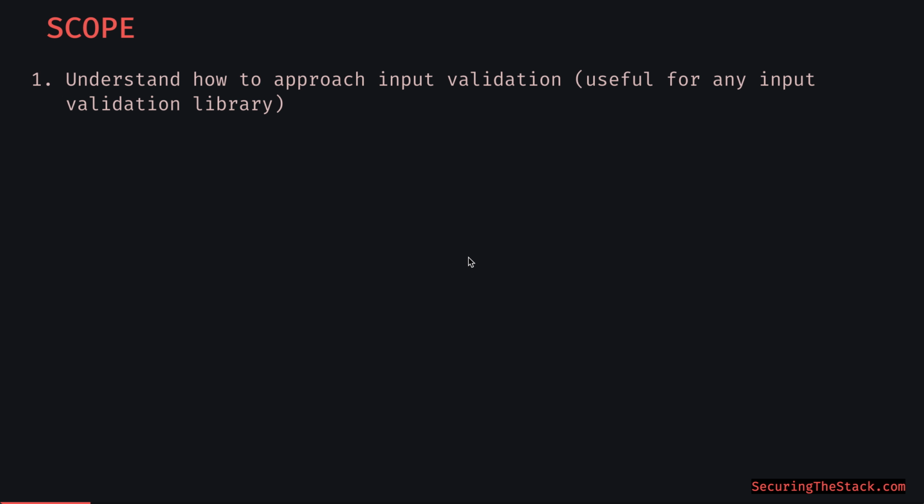Okay, so what is the scope? Well, in this tutorial, we are going to be basically understanding how to approach input validation. And this is useful for any input validation library. So while the topic might be more constrained in a way to Joi.js, which is a JavaScript input validation library, a lot of the topics that I'm going to be bringing up and just touching upon can be abstracted to essentially any programming language or input validation library. So just kind of learning how to think about input validation is essentially the key point here.